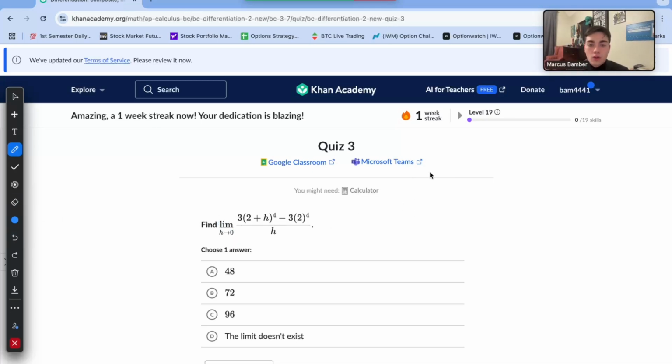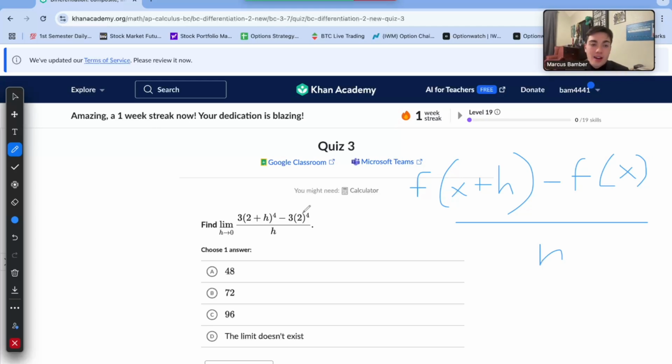So if we don't know already how these work, the definition of the derivative is f(x + h) minus f(x), over h. And remember, we actually have an x value here. It's pretty simple to see that our x is going to be equal to 2, since that's the only thing inside the parentheses. Then we can see our function, when we remove the 2 and replace it with the x, is 3x to the power 4. So the function f(x) is simply 3x to the power 4.